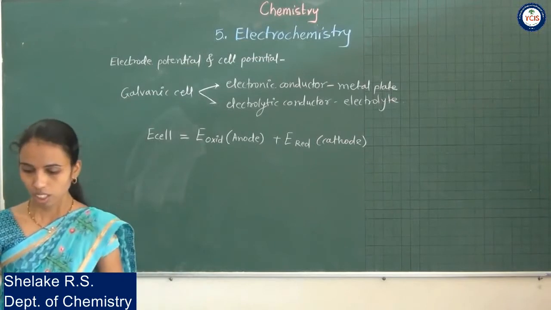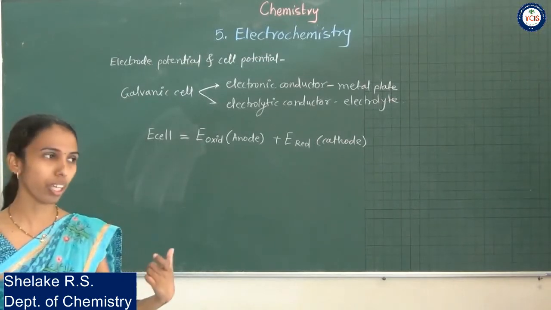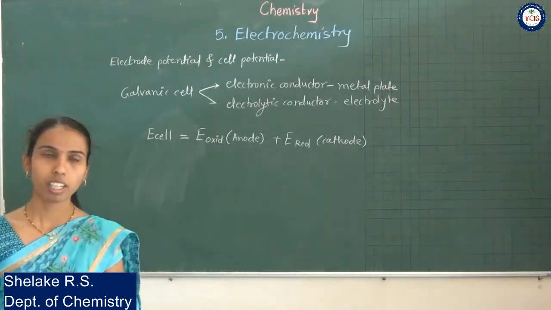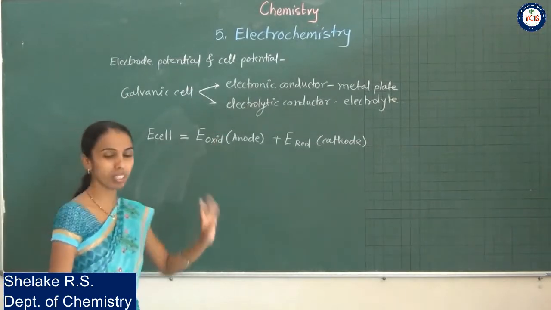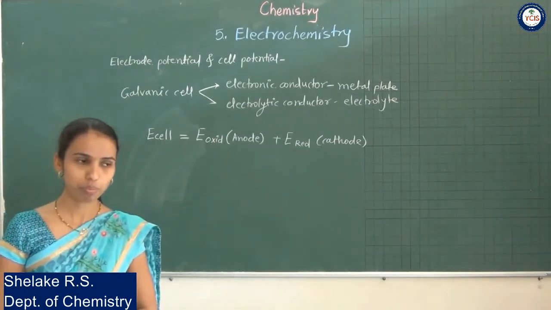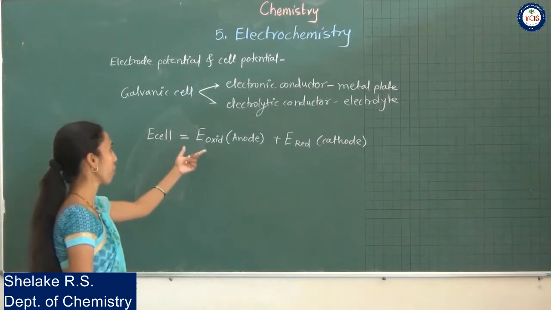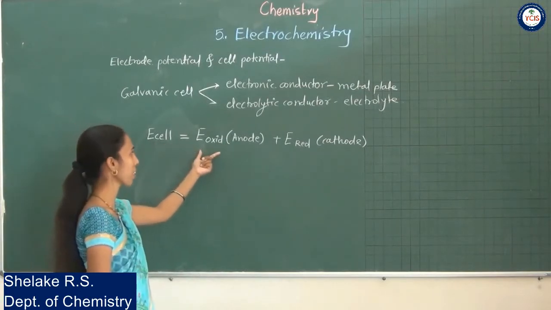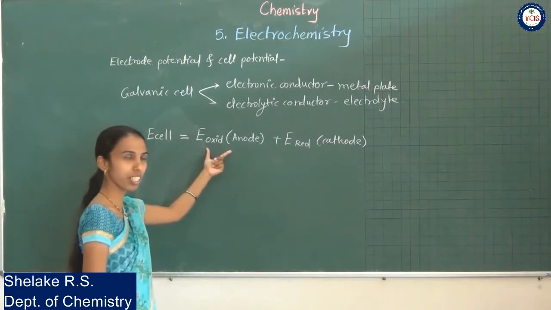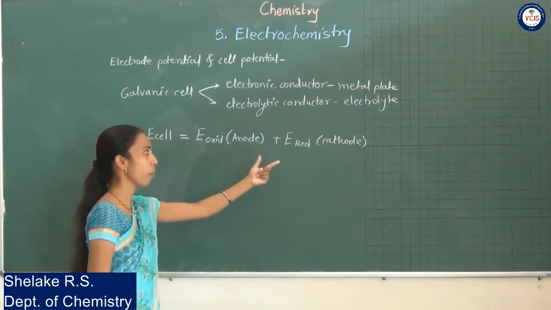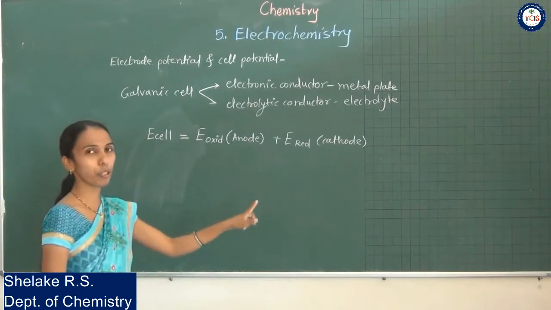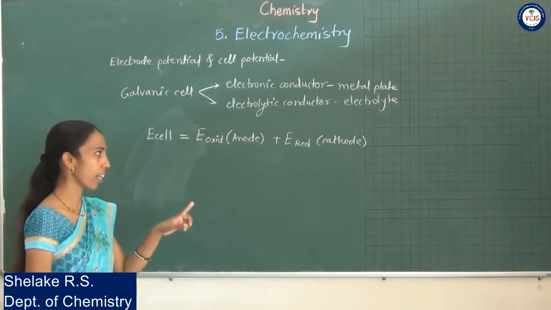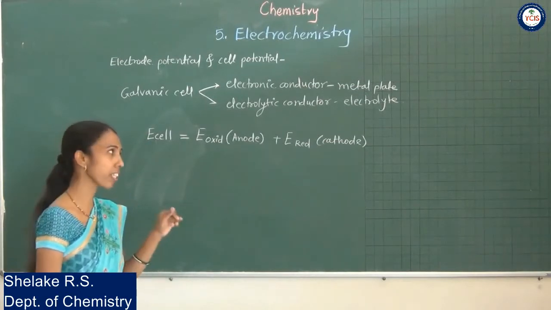Now this overall cell potential, the total cell potential, is E oxidation plus E reduction. Now you can define the cell potential as the algebraic sum of the electrode potential established at the anode plus the electrode potential established at the cathode due to the reduction half reaction, in this way.